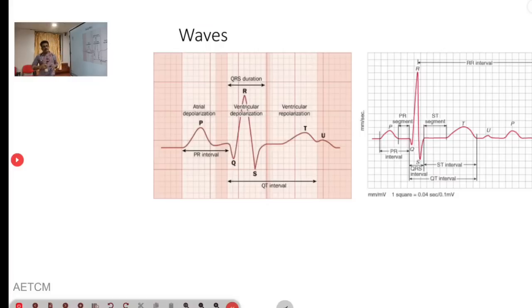Every P wave has got a PR interval. Then the P wave will be followed by a QRS complex, and regularly you see R waves. Okay, that is called the RR interval. Okay, RR interval.